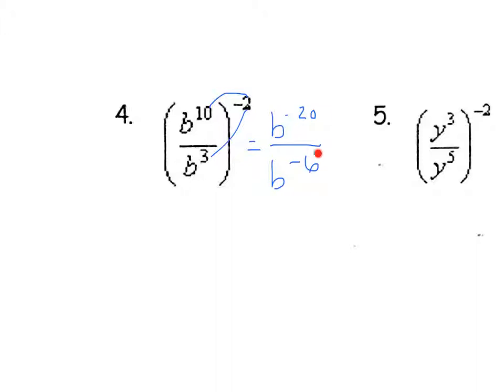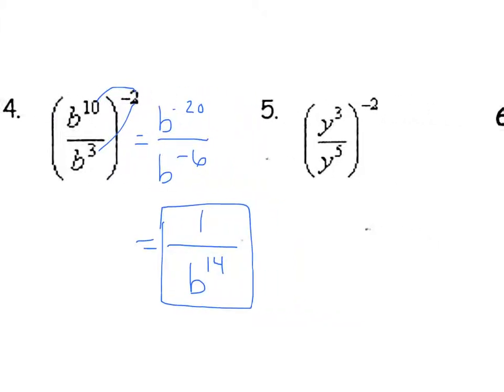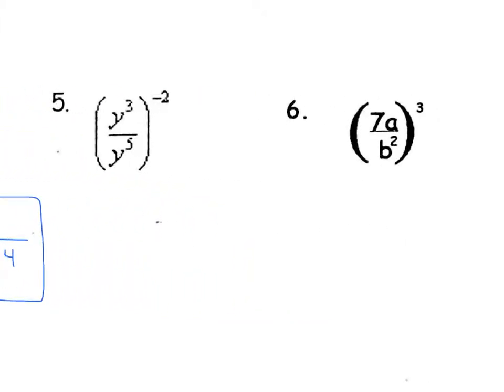So it's negative 6 minus negative 20. Since here's my fraction line, since the b is bigger on the bottom, it's going to go on the bottom. And negative 6 minus negative 20 is 14. We have an empty top, so I put a 1 there. And that's the same thing you would do on number 5 as well.